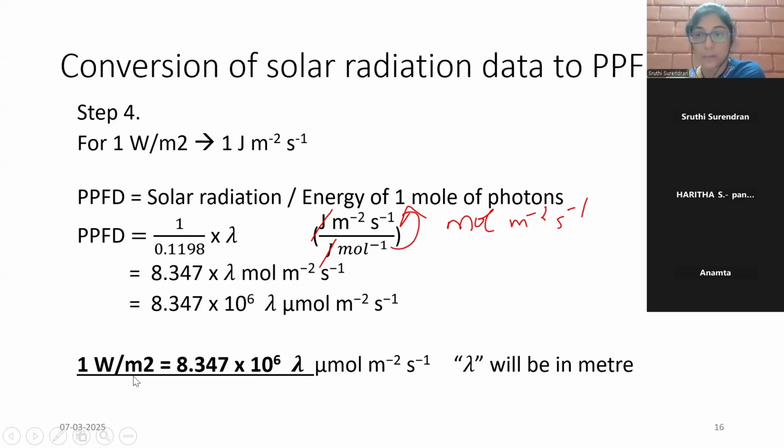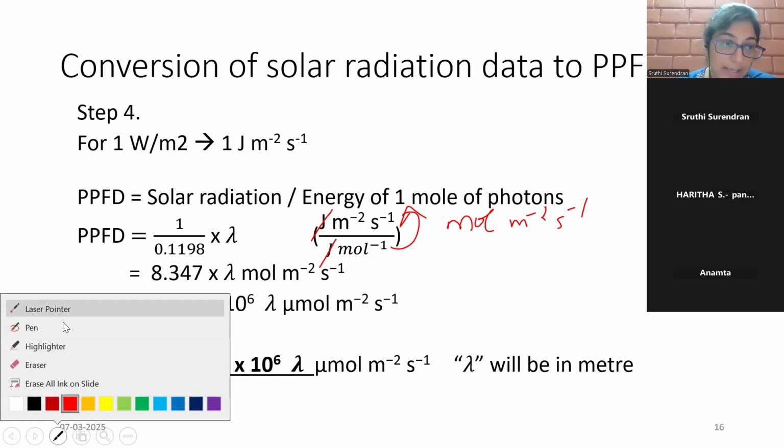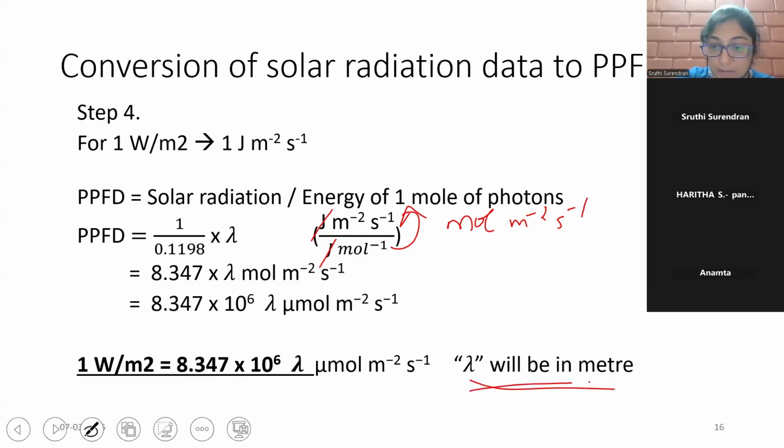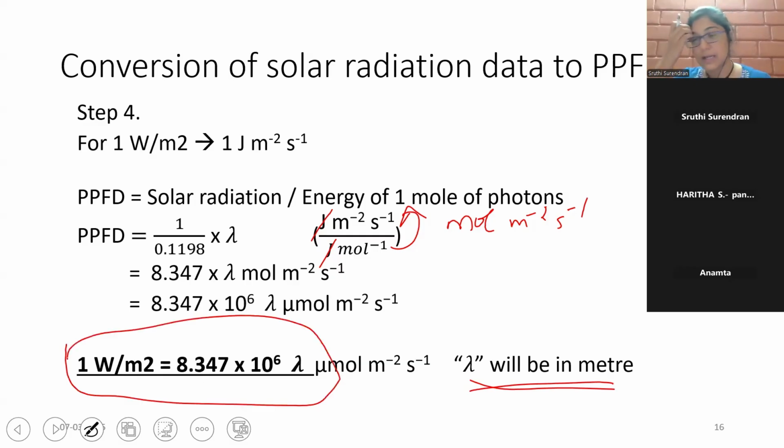So basically 1 watt per meter square is equal to 8.347 into 10 to the power 6 lambda micromoles per meter square per second, where the unit of lambda, you need to be very careful, is going to be in meters, not in nanometers. It is going to be in meters. So lambda will be in meters, and when you substitute this lambda value, which should be in meters, into this equation, you can convert the solar radiation data into micromoles of photons per meter square per second.